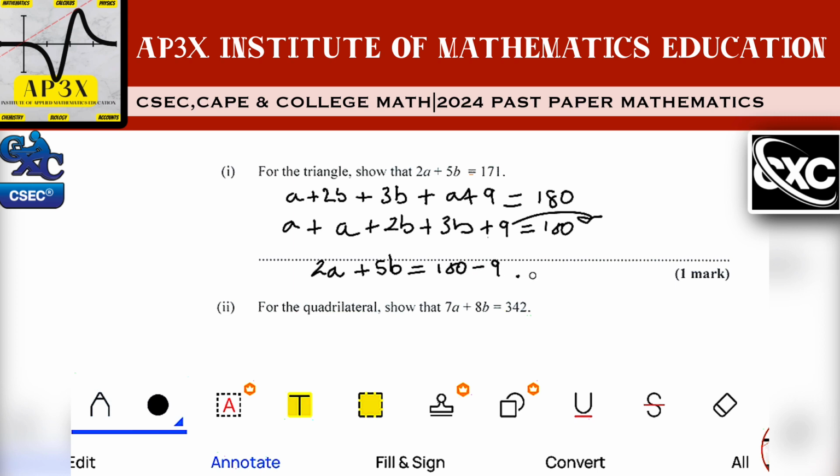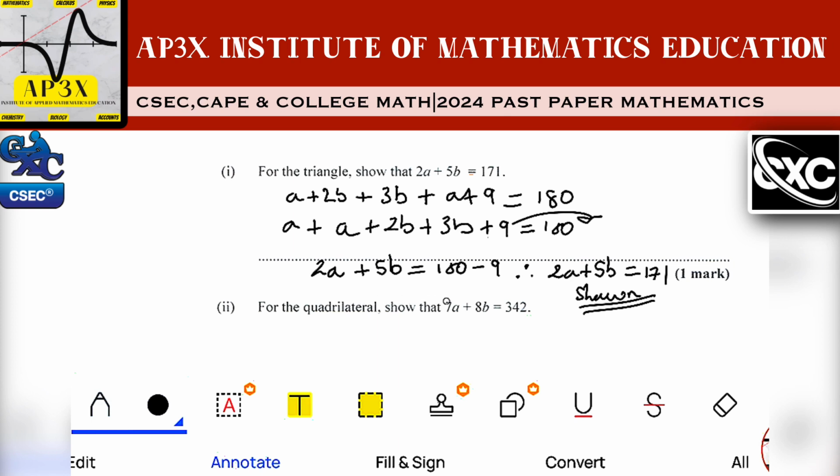And so guess what, students? We have proven what they've asked. 2a plus 5b is equal to 180 minus 9, which is 171. And we just write here, shown. All right, beautiful, that is how you'd evaluate a question. Let's move on then to the quadrilateral.